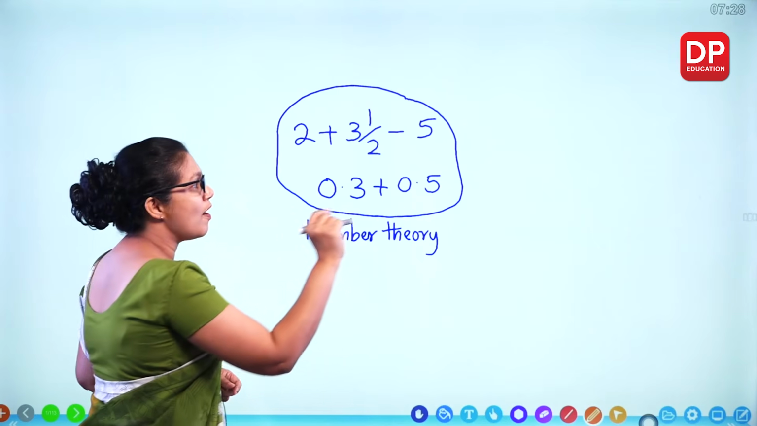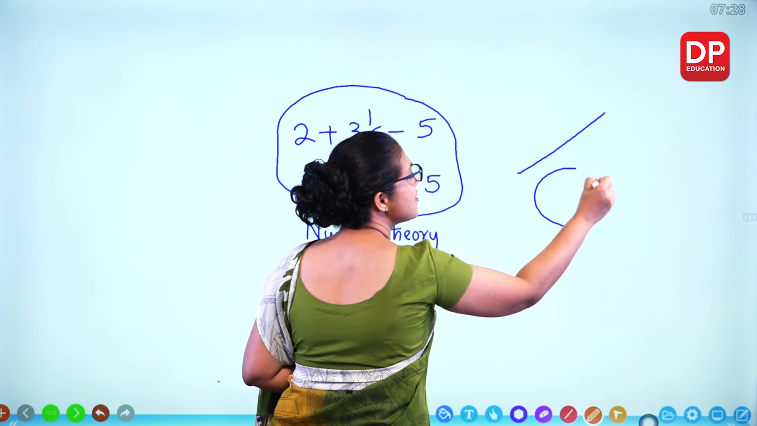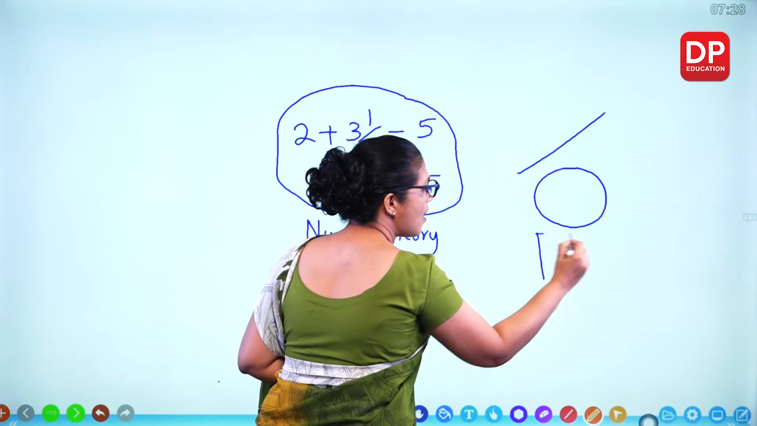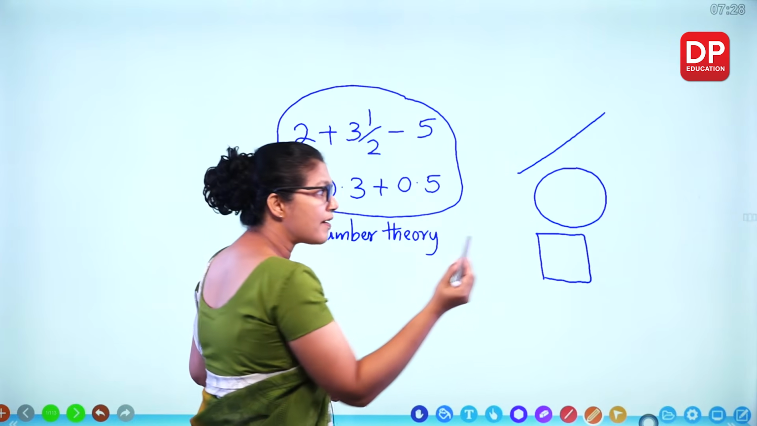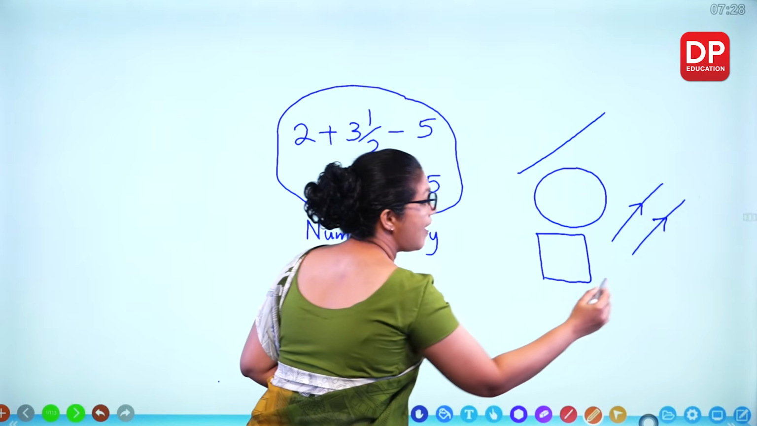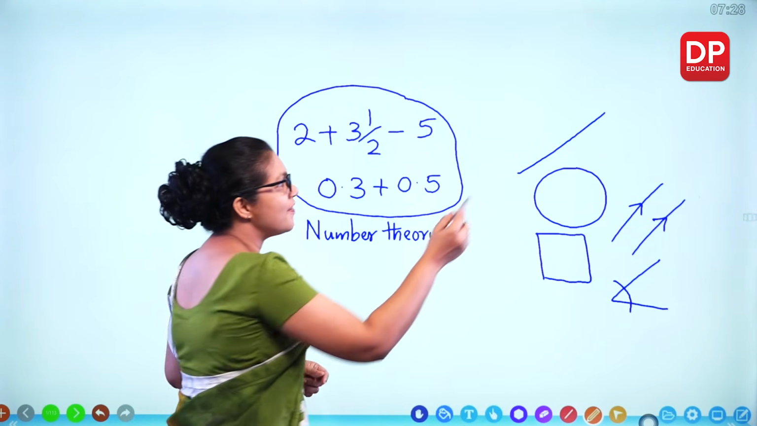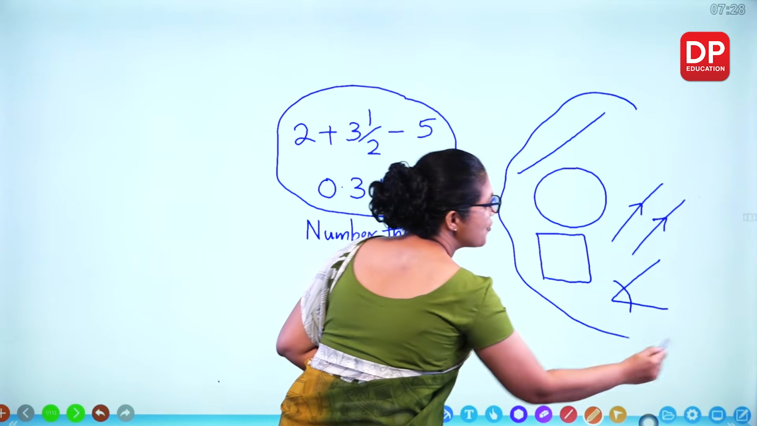Then you have done straight lines, circles, squares, parallel lines, and angles. All of these are geometry.